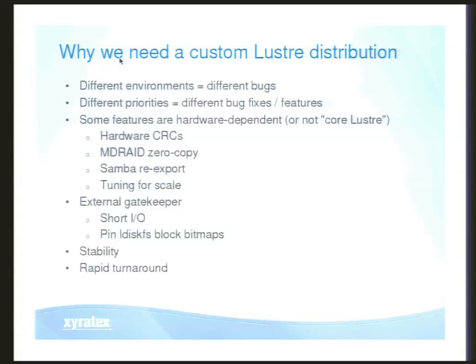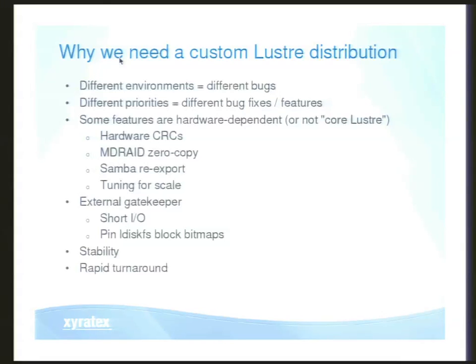Another reason we need our own custom Lustre distribution is for stability. We need a system that is not taking any and all patches that may very well improve the Lustre tree and may very well add features, but any feature landing involves risk. And so we have to be able to make our own evaluation of risk, not only of our own features, but of upstream features as well.